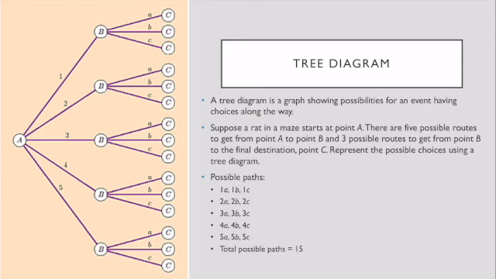So suppose a rat gets in a maze at point A. There are 5 possible routes to get from point A to point B. And then from point B to point C, there are 3 destination points. So there are possible paths, 1 ABC, 2 ABC, 3 ABC, 4 ABC, 5 ABC, right? So there's 15 possible paths that the rat could take. And we've represented this with a tree diagram.